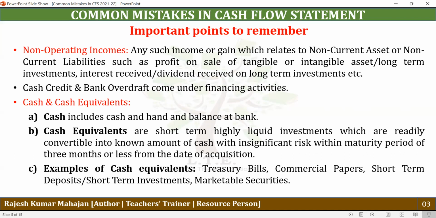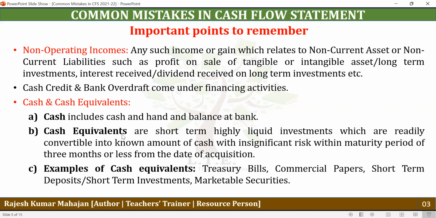So these are non-operating incomes. These non-operating incomes are deducted from the net profit. And now we are going to discuss the cash and cash equivalent. Under cash and cash equivalent, first we have cash. Cash includes cash in hand and balance at the bank.